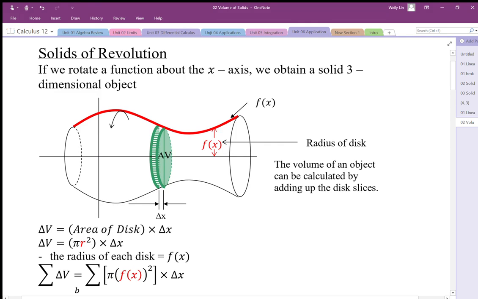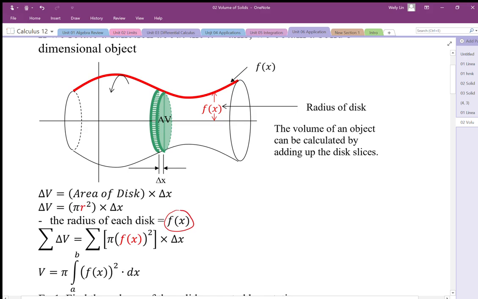This is going to be calculated by pi r squared times the thickness. Well, the radius of that disc really is going to be this f of x. The height of the graph is the radius of the disc. So that f of x represents the radius with which we can calculate the area of that circle.